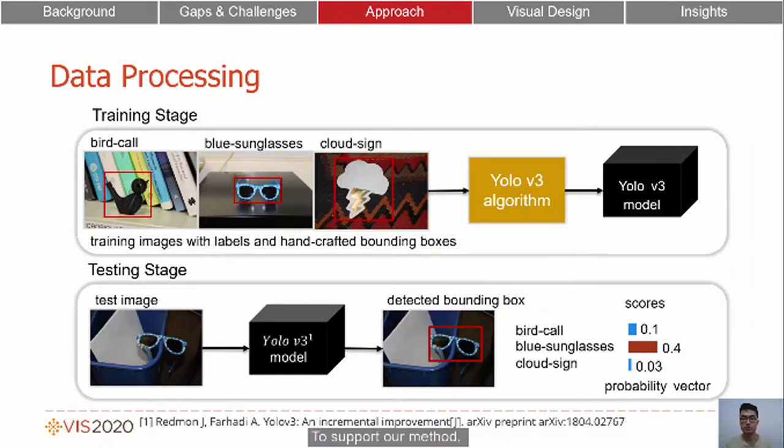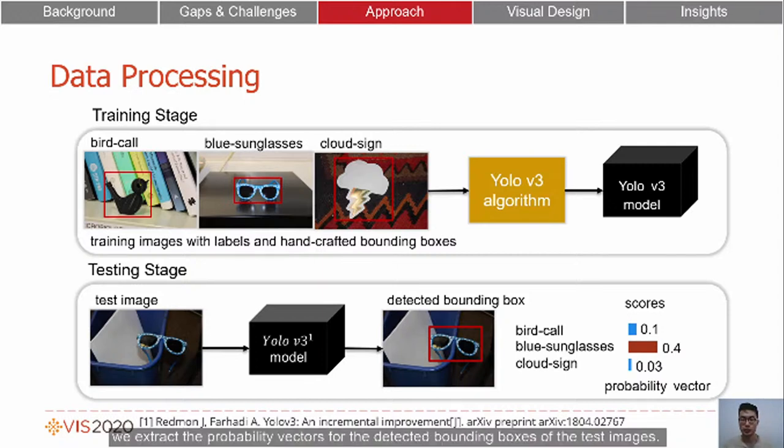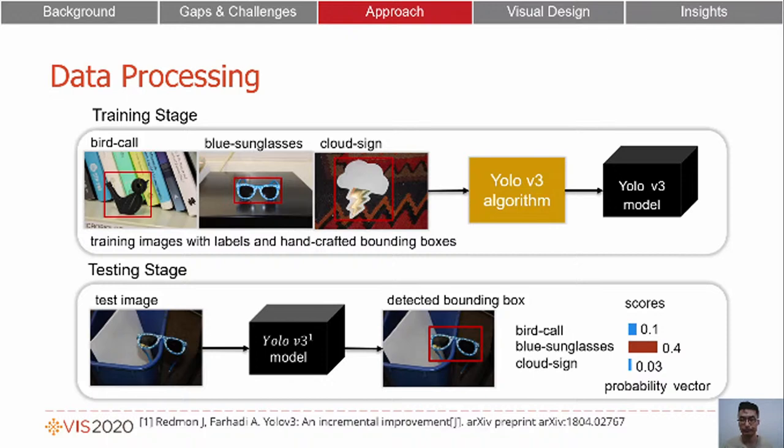To support our method, we decide to first retrain our own model. We choose the state-of-the-art object detector, YOLO version 3. We manually add body boxes, first for the training dataset. After training the model, we extract the probability vectors for the detected body boxes of the test images. The probability vector tells the probability value of each object. This step enables us to evaluate uncertainty and interactively update the object detector.